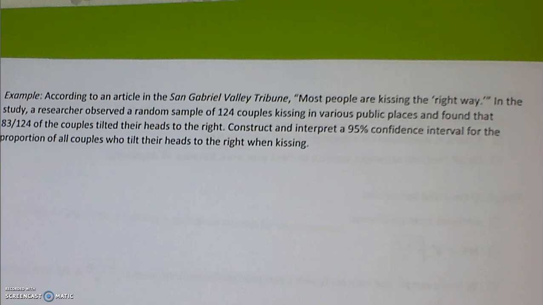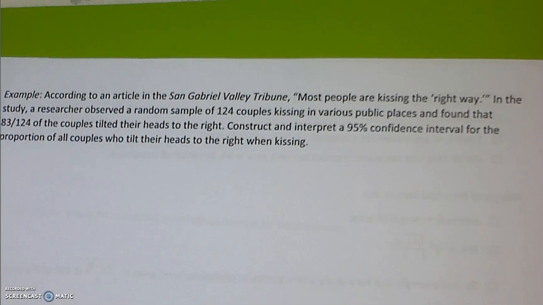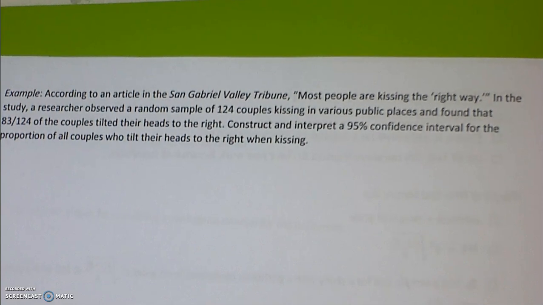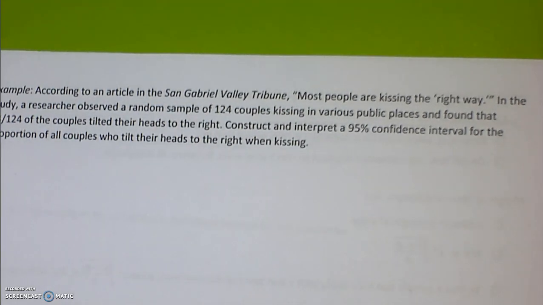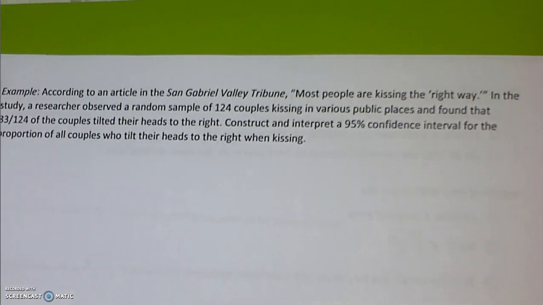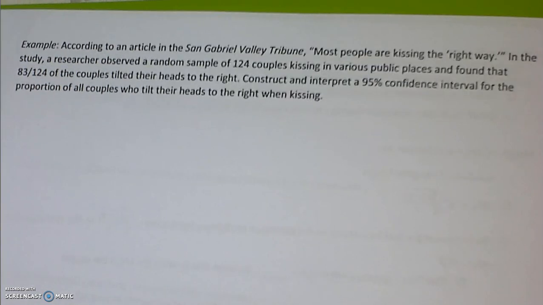okay, most people are kissing the right way. So in this study, a researcher observed a random sample of 124 couples kissing in various public places and found that 83 out of 124 of the couples tilted their heads to the right. Construct and interpret a 95% confidence interval for the proportion of all adults who tilt their heads to the right when kissing. So a little bit of an interesting topic, but let's go with it.